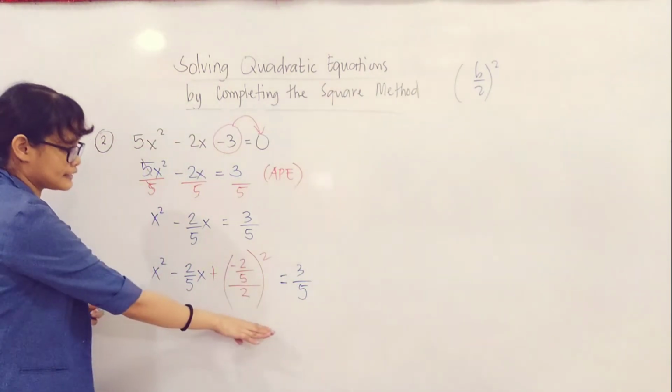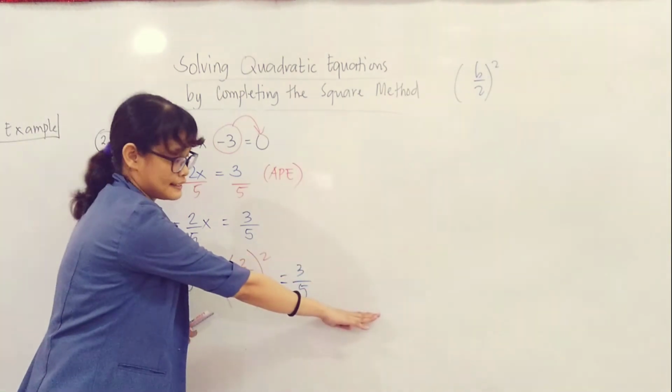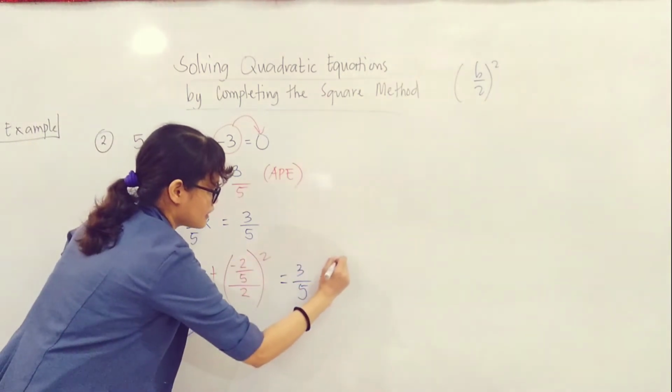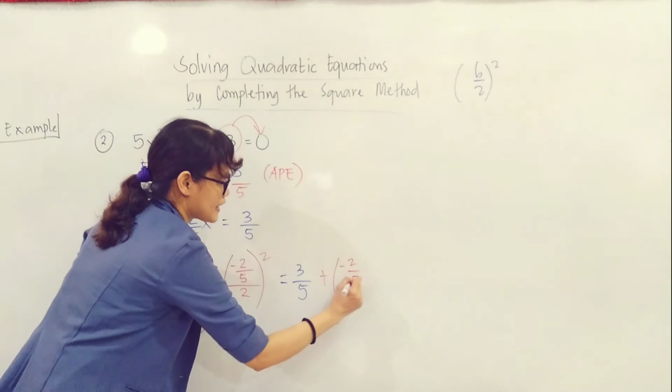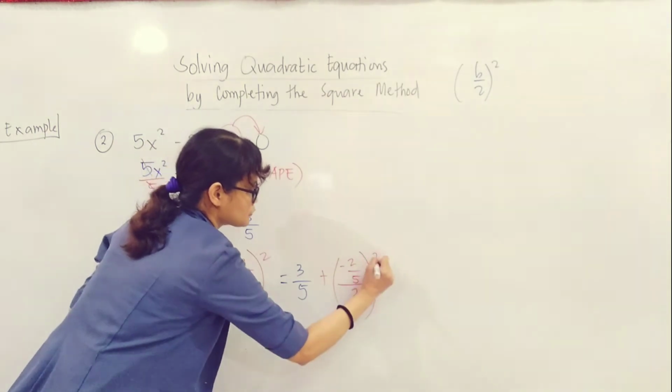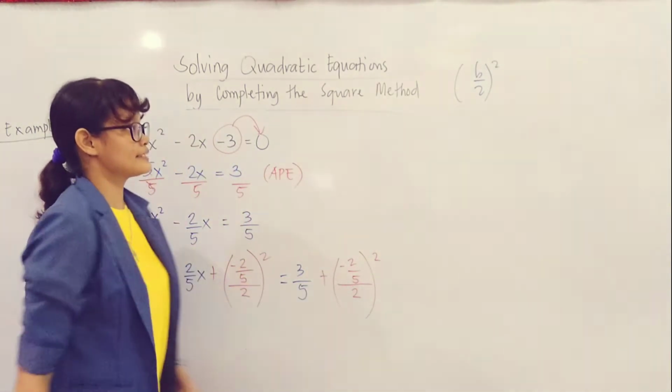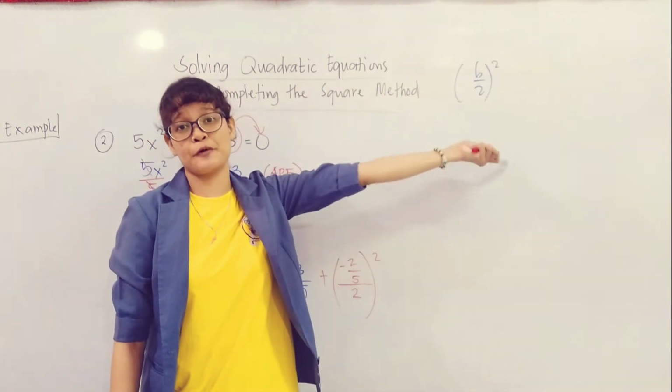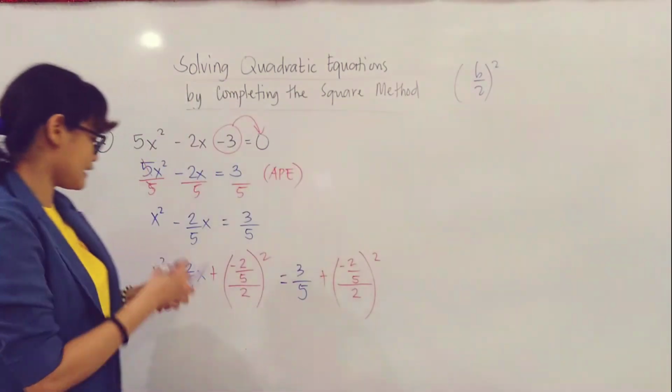Again, whatever you added here should also be added dito. So, you have plus negative 2 over 5 divided by 2 squared. Again, this one is just the substitution for this formula for completing the square, b over 2 squared. Alright.